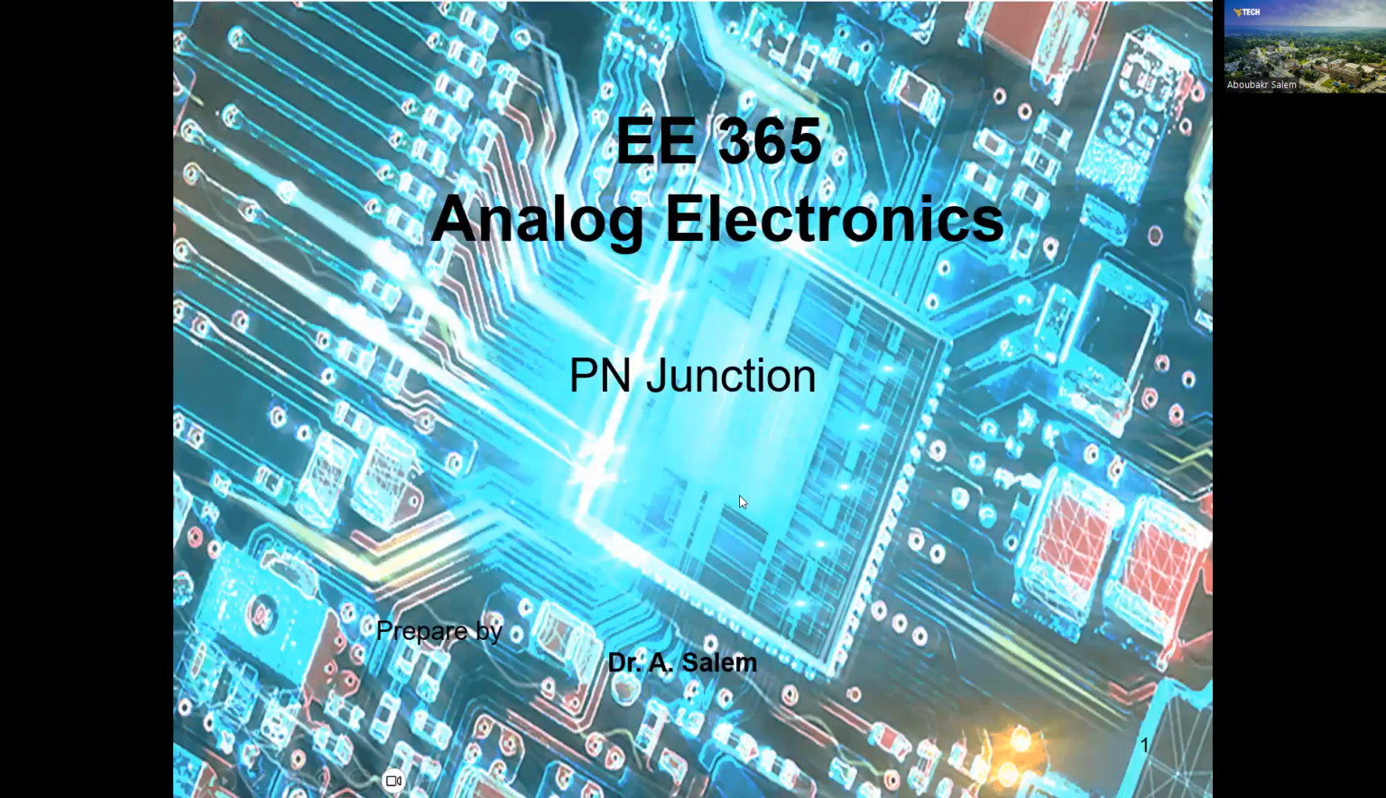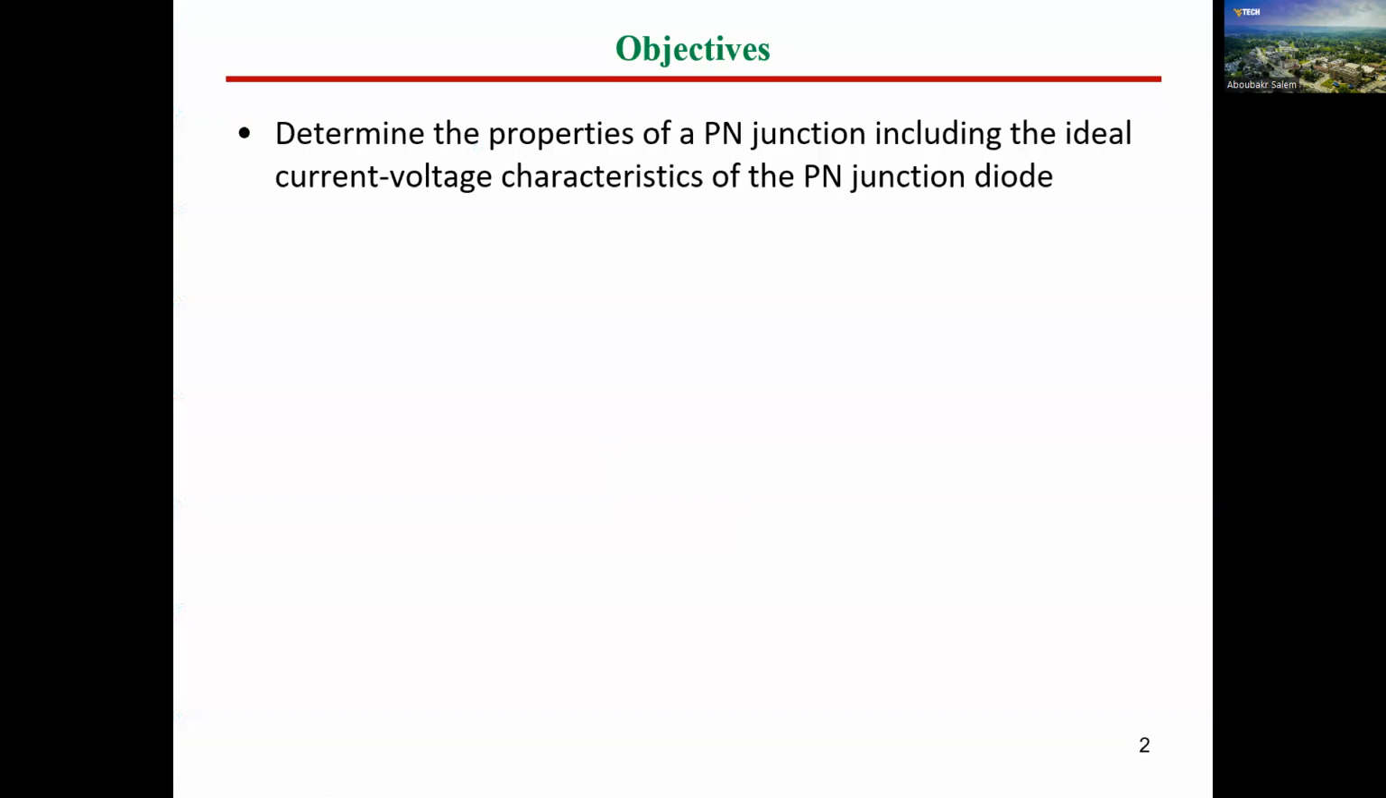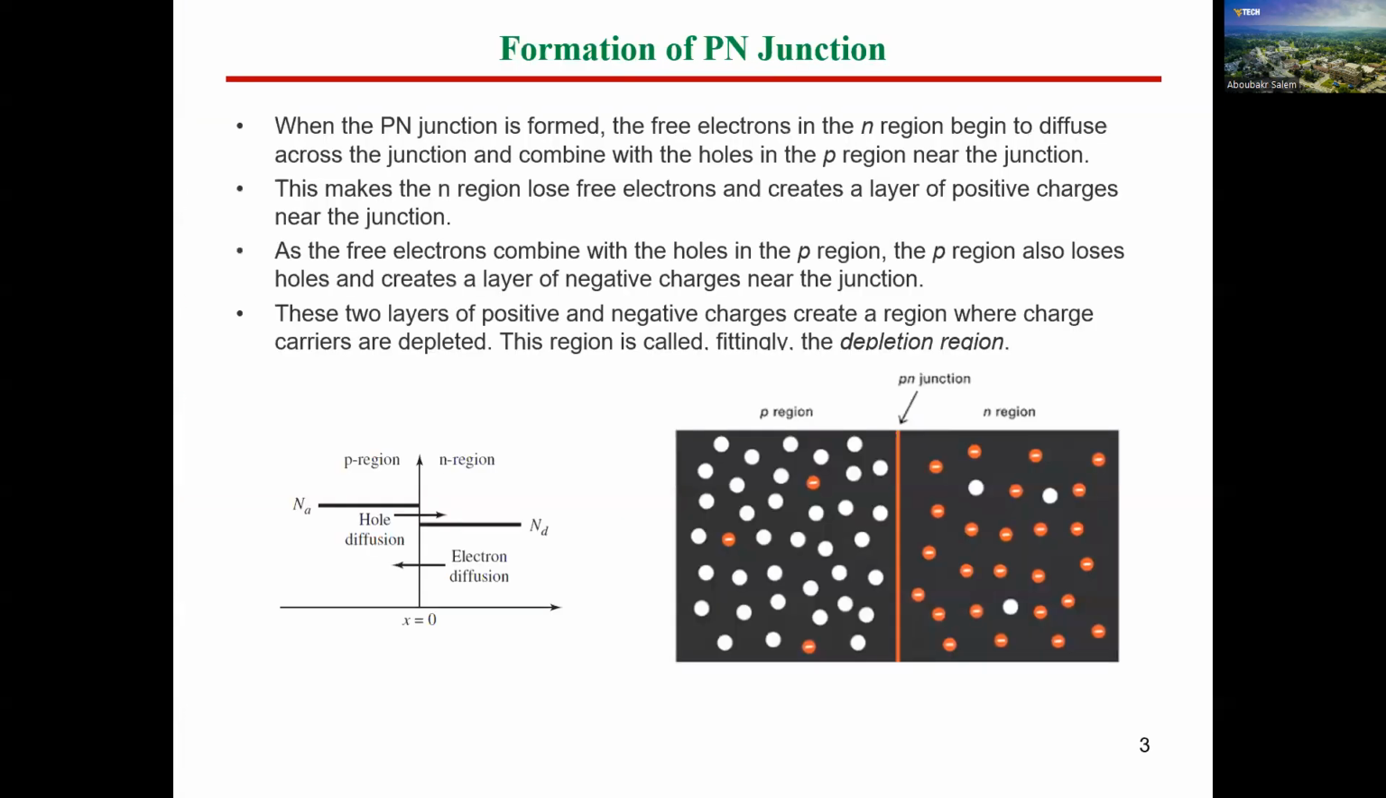So here, guys, in this material, the objective is to determine the properties of a p-n junction, including the ideal current-voltage characteristic of the p-n junction diode. What's the meaning of a p-n junction? What's the meaning of the voltage-current or current-voltage characteristic? What's the meaning of a p-n junction diode? You will learn all of that in this material.